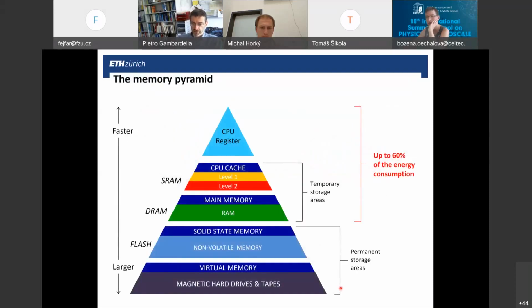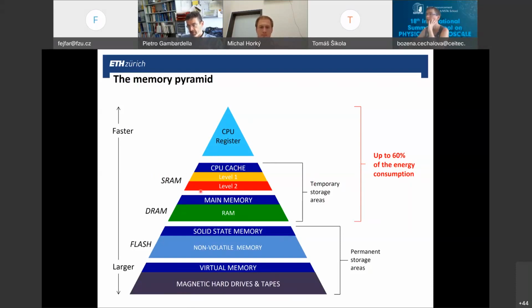Now, why is this relevant in terms of memories? Because if you look at how a memory is organized in a computer, at the bottom, the big data are stored in the larger memories. These are non-volatile and usually magnetic, right? And then as we move towards the faster memory closer to the CPU, we have semiconductor-based memories.